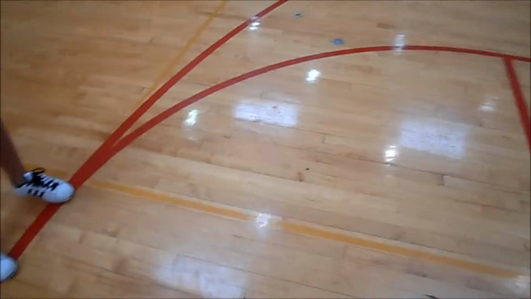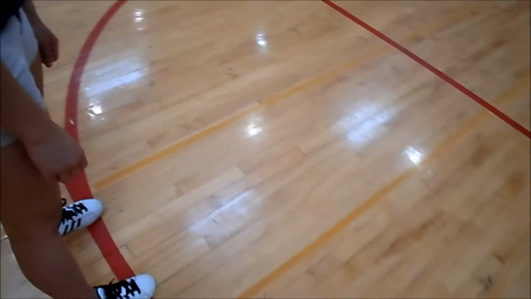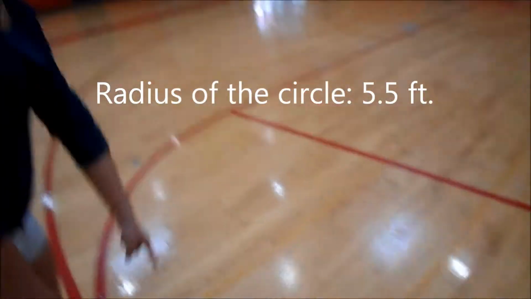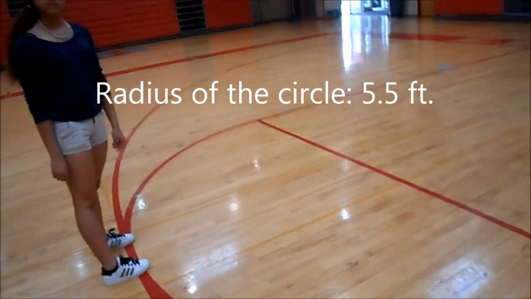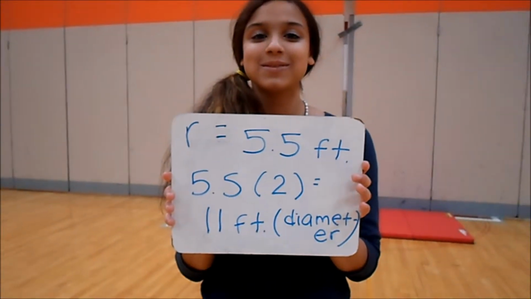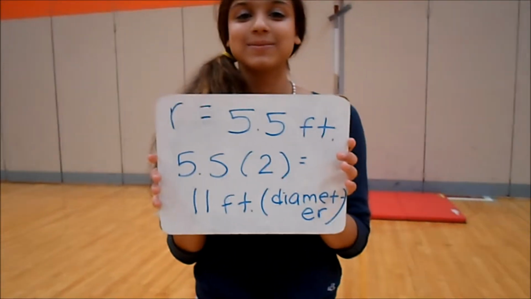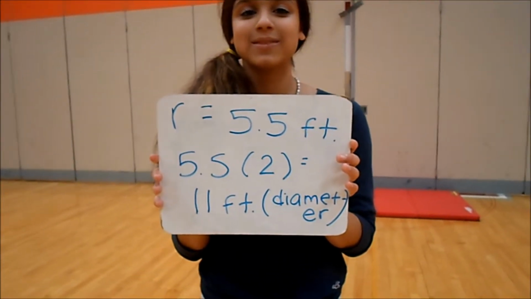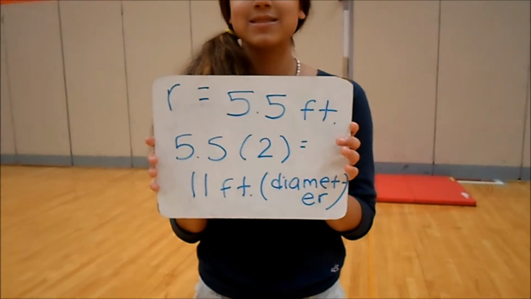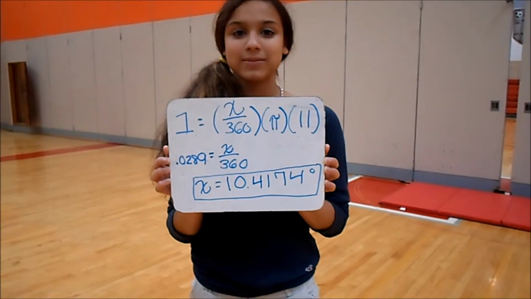Now, we measured this little area, and this area is 5.5 feet. However, since it's only a semicircle, we need to double it to get 11 feet. Now that's the diameter. You can see our math here: radius equals 5.5 feet, and 5.5 times 2 is 11 feet, also known as the diameter.